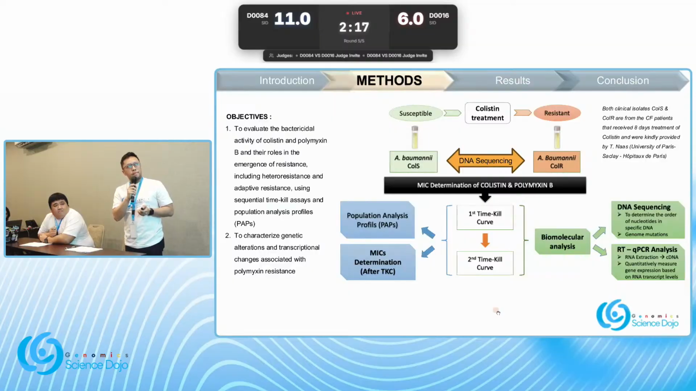That's why the objectives of our study are to evaluate the bactericidal activity of colistin and polymyxin B and their roles in the emergence of resistance, including heteroresistance and adaptive resistance, and to characterize genetic alterations associated with this antibiotic resistance. We use 2 clinical isolates from the same patient after colistin treatment for several days. The susceptible one is called Col-S and the resistant one Col-R, and we determine the difference between these 2 isolates by DNA sequencing, and we perform the sequential time kill after.